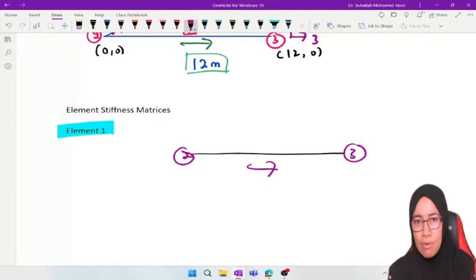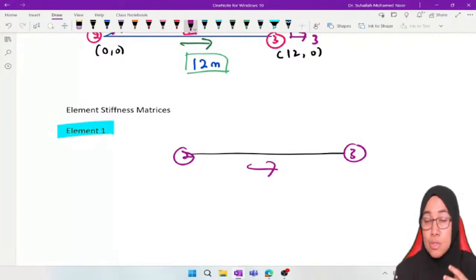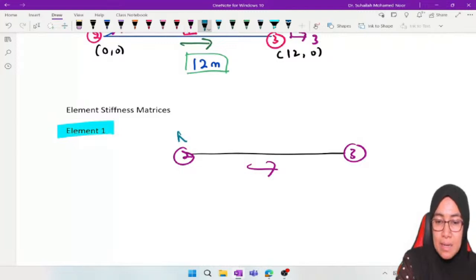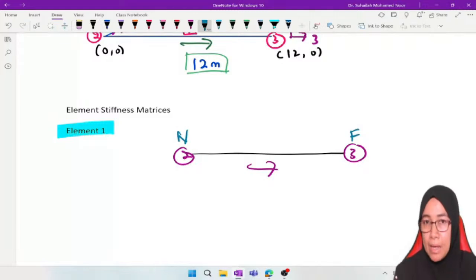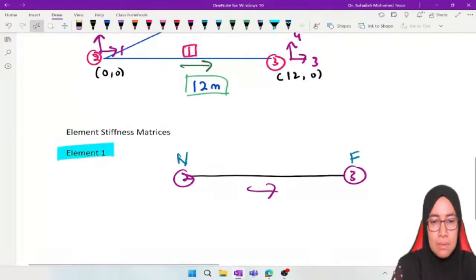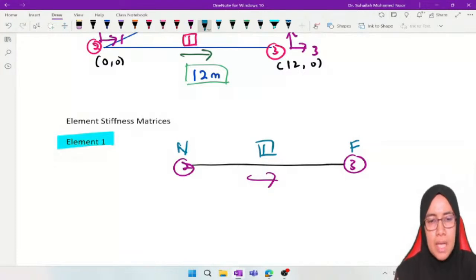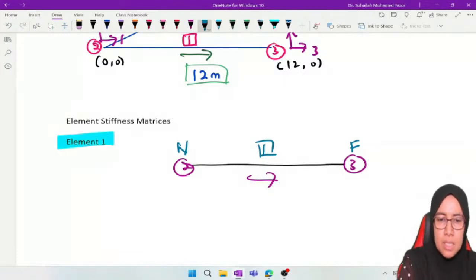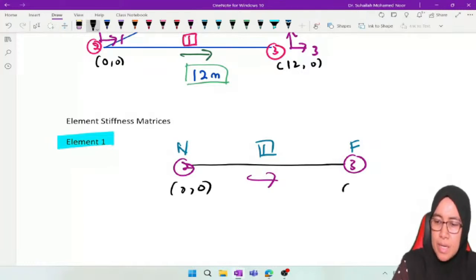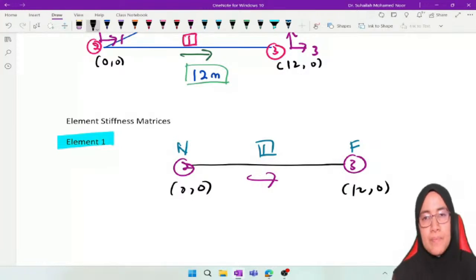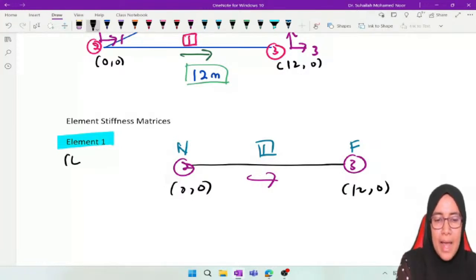Okay, from the arrow, we know that 2 is near, 3 is far. What is inside this? This is element number 1. The coordinate of this node is 0, 0, and this one is 12, 0. Element 1, the length is 12 meters.